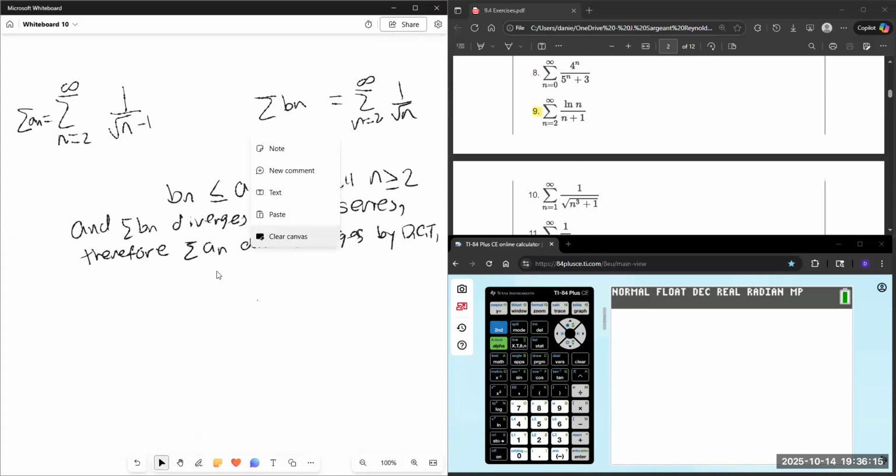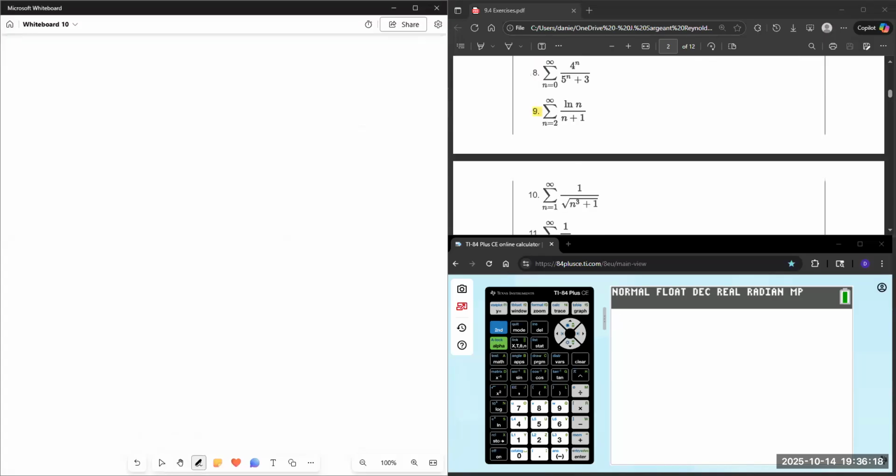Let's look at number 9. Number 9 says summation from n equals 2 to infinity, ln of n over n plus 1. I'll do the same thing that the book did here. And I'm going to make Bn equal to summation n equals 2 to infinity of 1 over n plus 1. I want to verify this with my calculator because I can't tell you that for sure that this is correct starting at 2.